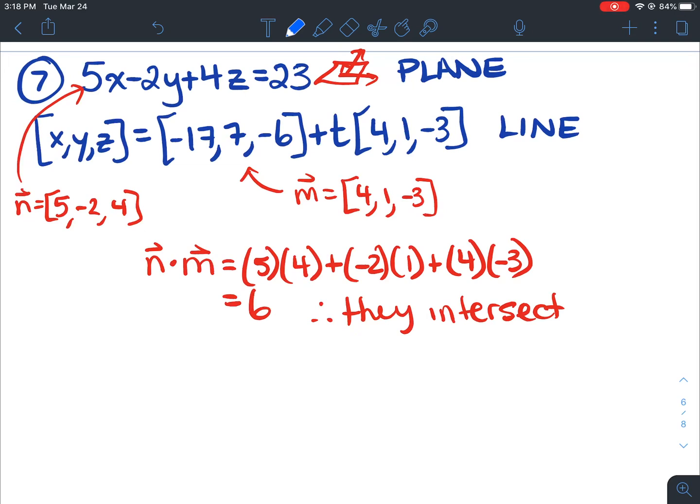Okay, so then I would recommend putting it in parametric form and then subbing in the x, y, and z in parametric form and solving for t.